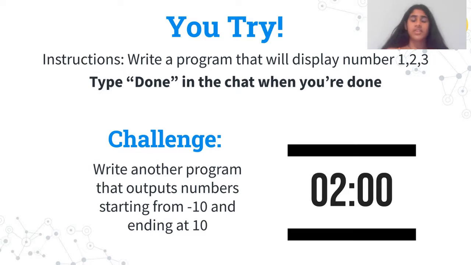Okay, now for the U-Try. Your instructions are to write a program that will display the numbers 1, 2, and 3. So in the program that I showed you, it displayed the numbers 1 through 5. You're trying to just do 1, 2, and 3. And the challenge is to write a program that outputs all the numbers from negative 10 to 10. So negative 10, negative 9, negative 8, so on until 9 and 10. Feel free to pause the video.